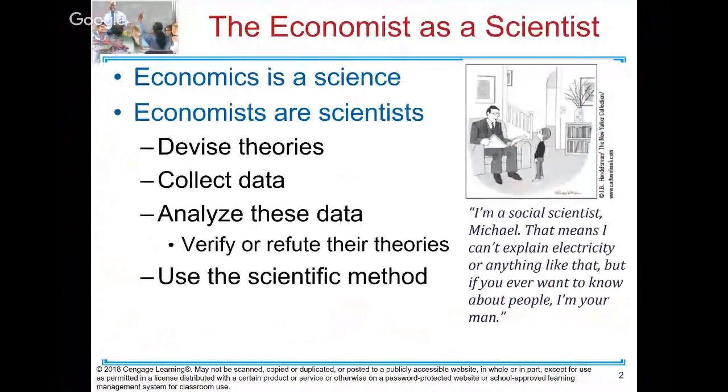All right, so economics. Economics is a science. If you look at your course listing in your college, you're going to realize economics is in the same department as sociology, psychology, history, government. So it's a social science. And the reason why economics is a science is that economists use the scientific method to use theories and to test theories.